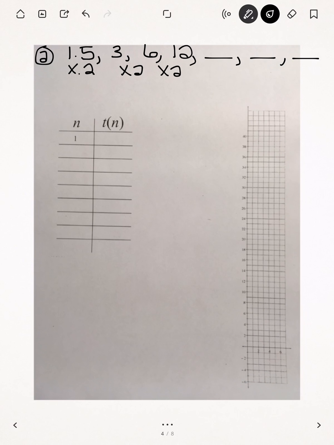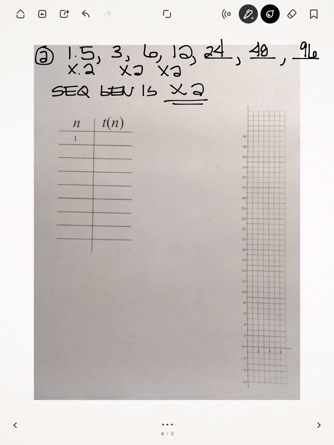So it looks like my sequence generator is multiplying by 2. So 12 times 2 would be 24. 24 times 2 would be 48. And 48 times 2 would be 96. So there's my completed sequence.